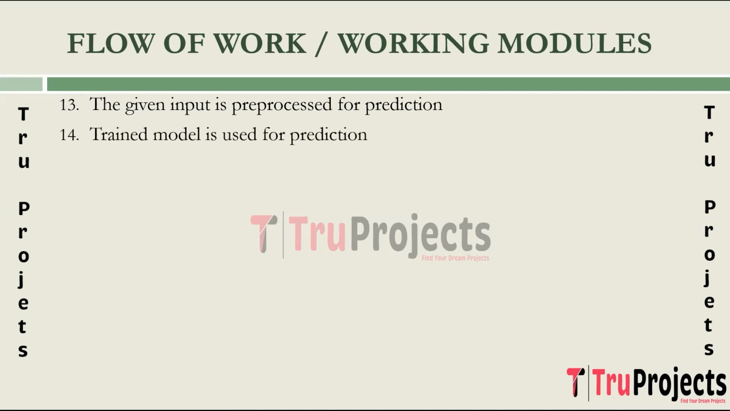The next step is the trained model is used for prediction. The pre-processed input is fed into the trained machine learning model for prediction. The model uses its learned patterns to make predictions based on the provided features. Final outcome is displayed to frontend. The prediction outcome is displayed to the frontend of the web application, allowing users to see the model's responses based on the given input.